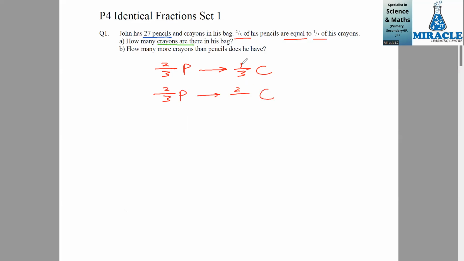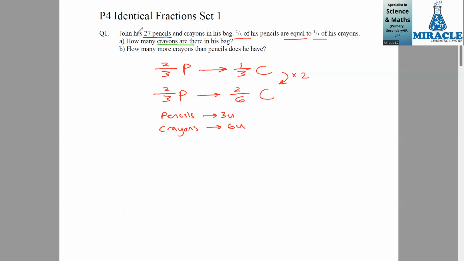So how do we get 2 from 1? We multiply it by 2. So we have to do the same for the denominator. 3 times 2 gives us 6. So we know now that the numerators are the same, we can compare their denominators. Pencils have 3 units, while crayons have 6 units.